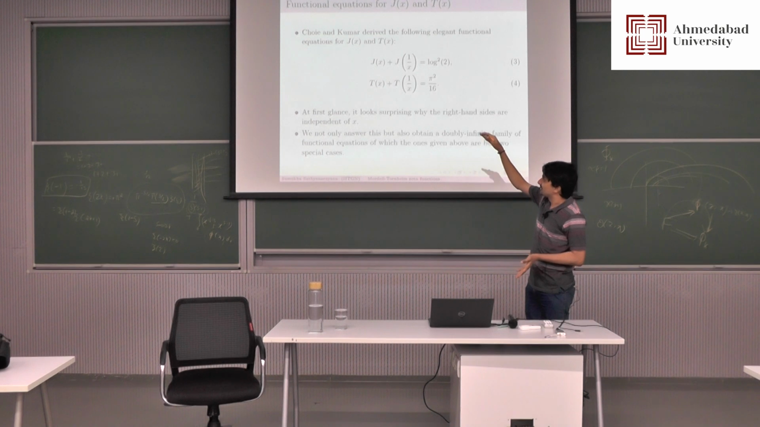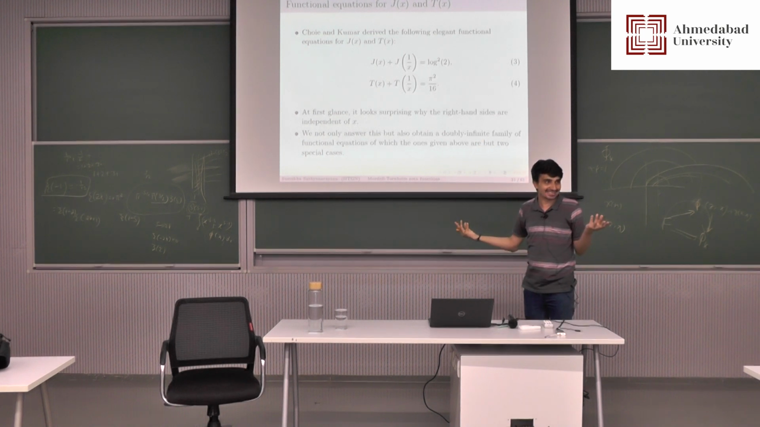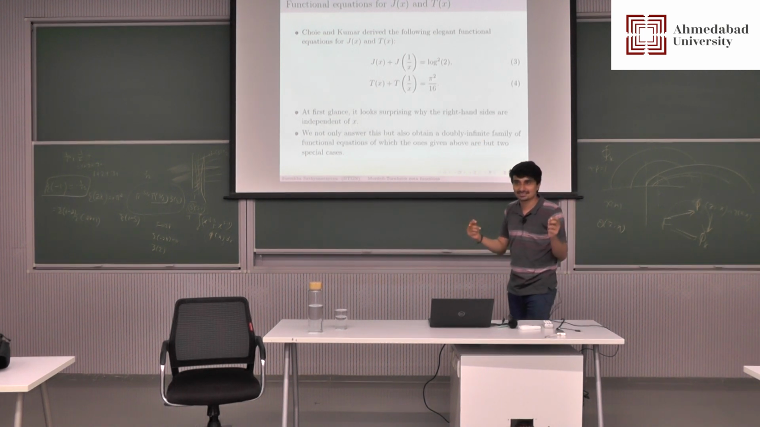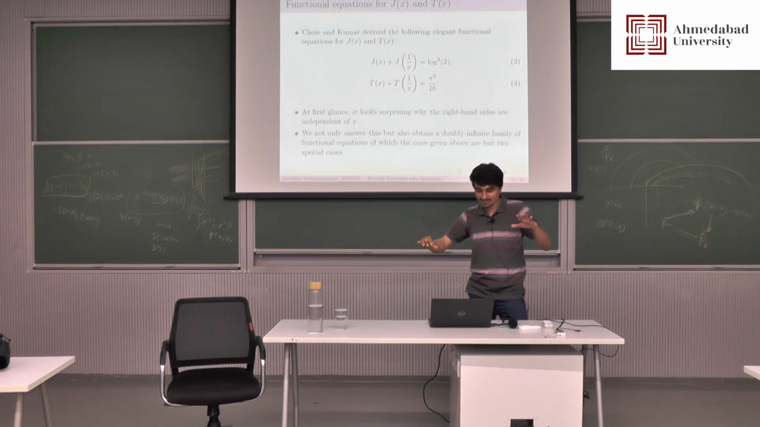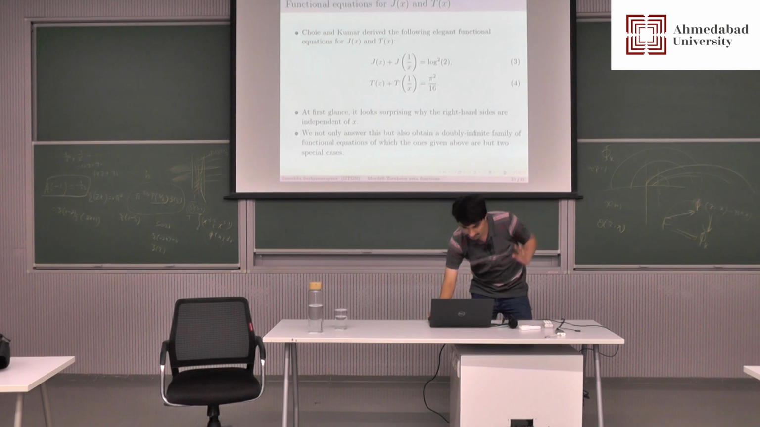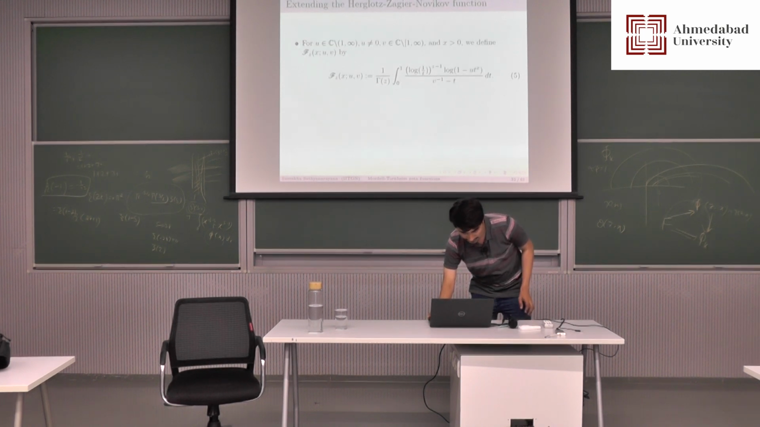Also, we show that J and T are not two random integrals; they are connected. So we give a double infinite family of integrals, of which these are just two examples. That's the one thing which I show, and I may have to skip some parts.